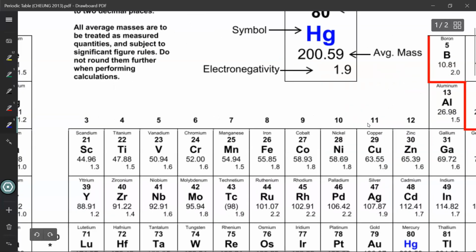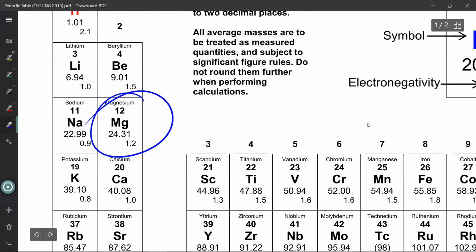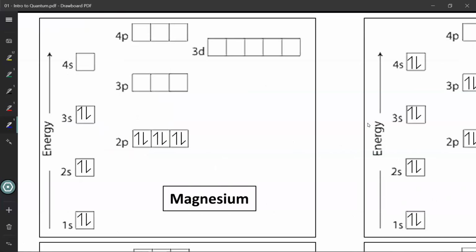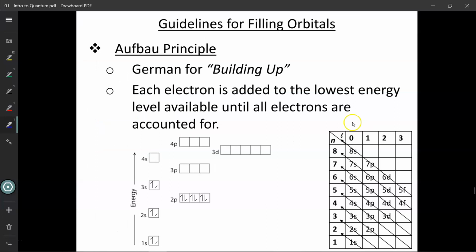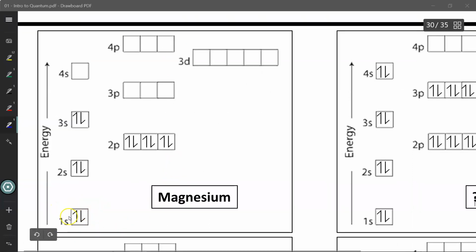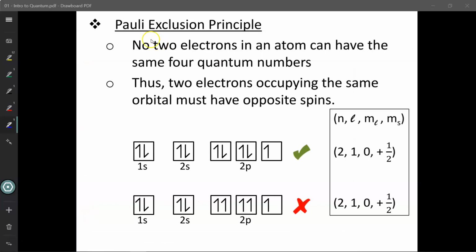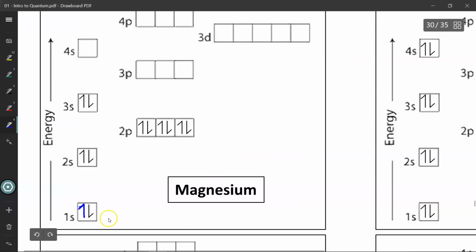Alright, so magnesium has 12 electrons we need to worry about. So that means I need to fill in 12 electrons. So first I'm going to use Aufbau's principle, which says I must always build up from the lowest energy level to the highest. So I'll start drawing from the bottom over here with my first electron. Now remember, each suborbital can hold a maximum of 2 electrons, but the Pauli exclusion principle states that no 2 electrons can have the same 4 quantum numbers. So make sure that if you are going to double up, they must have opposite spins. So I'm going to give this guy over here an opposite spin.